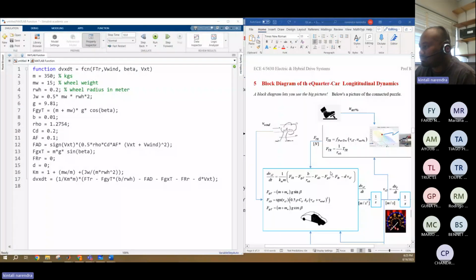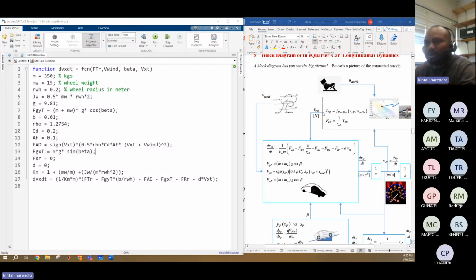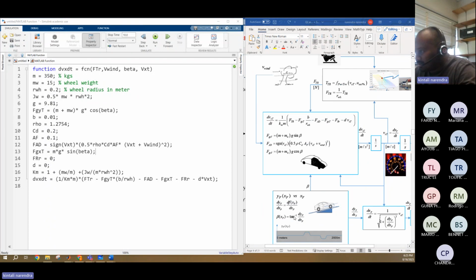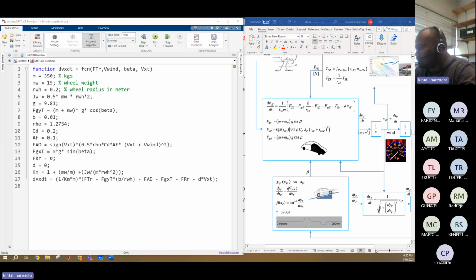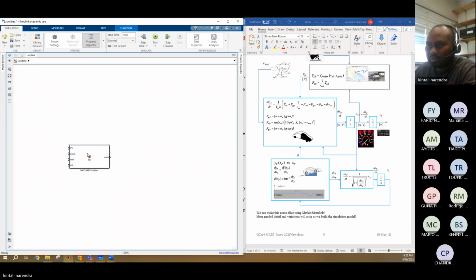Okay, guys, let's go ahead. Now we did this block. Now let's do the remaining blocks. Now the other block is beta. Let's do the simple ones first. We'll do now 1 by s, 1 by s. You need two integrators here.